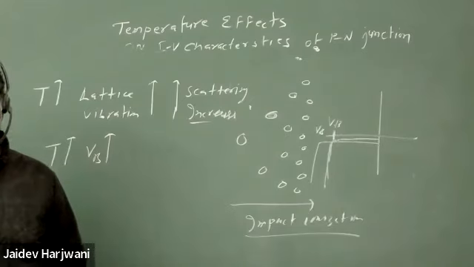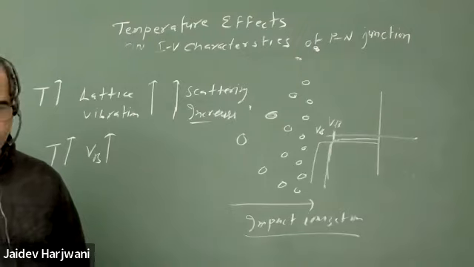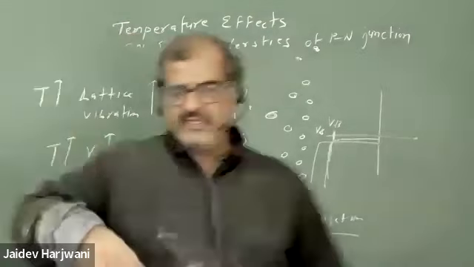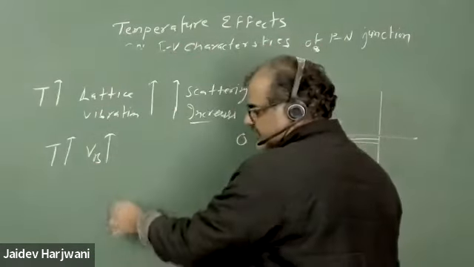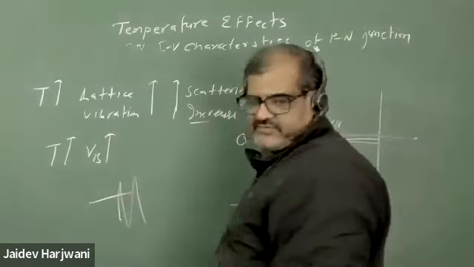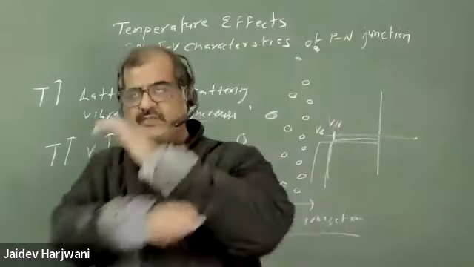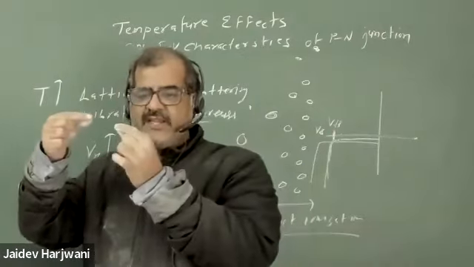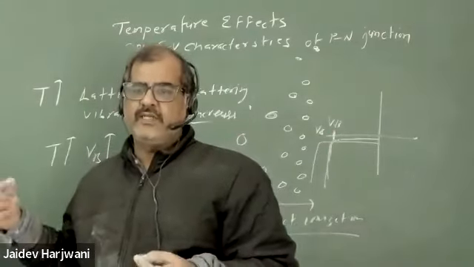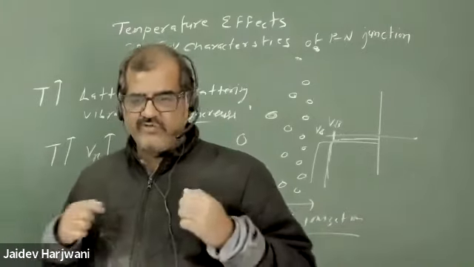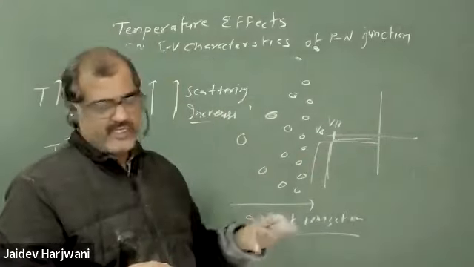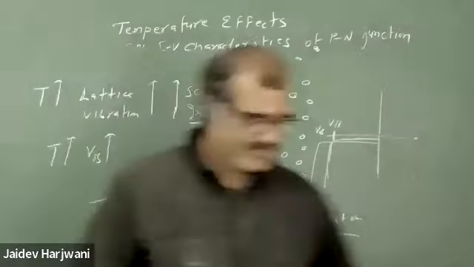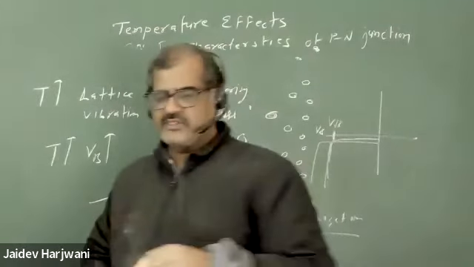Sir, why does scattering increase? Because the vibration amplitude increases. If you increase the temperature, the lattice vibration amplitude increases, so there is more probability of scattering. There are more collisions, so electrons gain energy but collide more compared to the previous case. You lose more energy, so you have to push the electrons more. That means you have to further increase the reverse bias voltage, and only then can breakdown take place. Any other question?